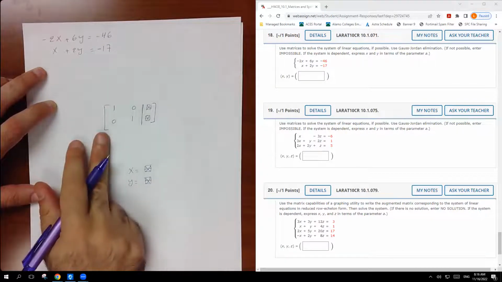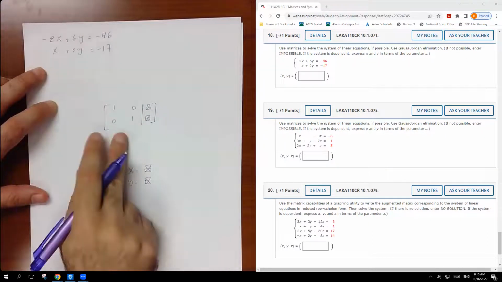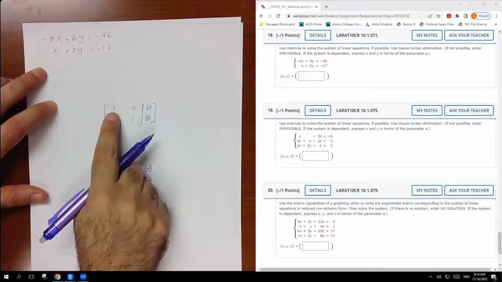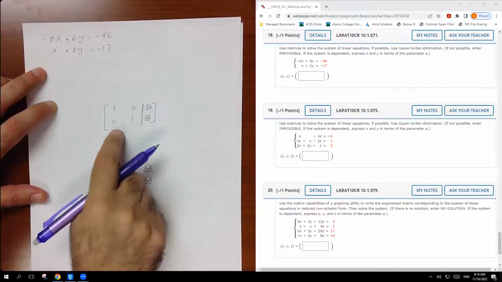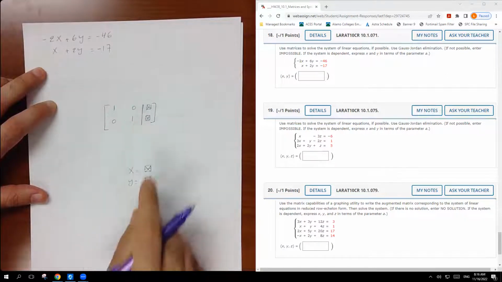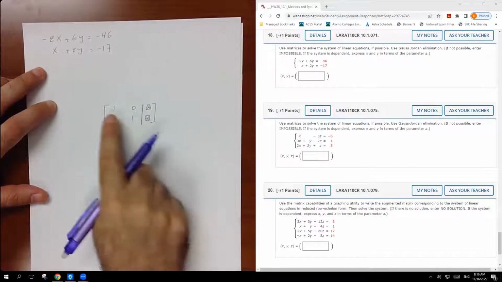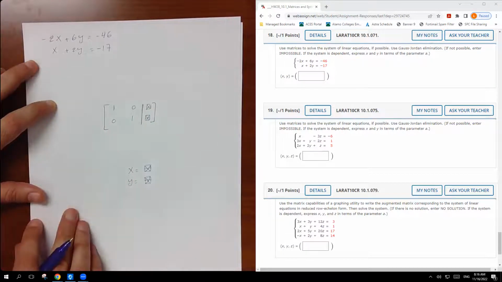So always we're going to convert our matrix to this one. The number here is going to be 1. Every number under the 1 is going to be 0. And the number here is 1. Every number on the top is going to be 0. That means our solution is going to be x equals this number and y equals the other number.